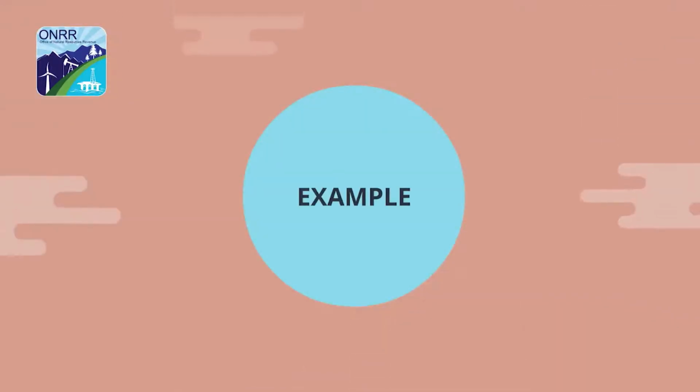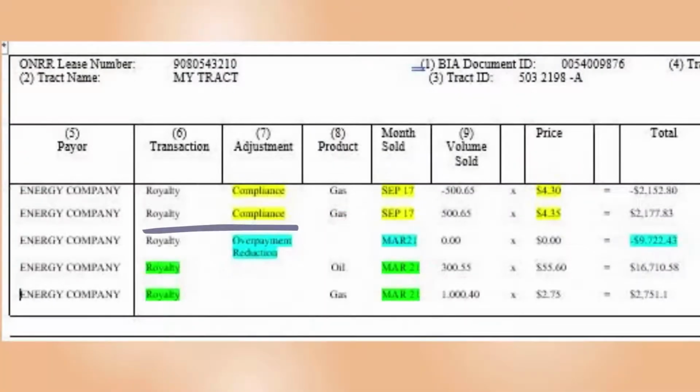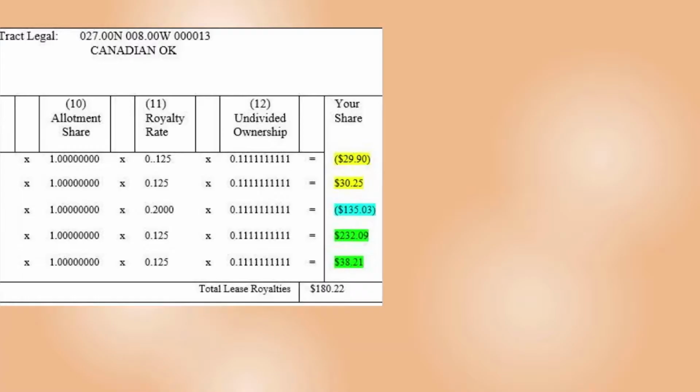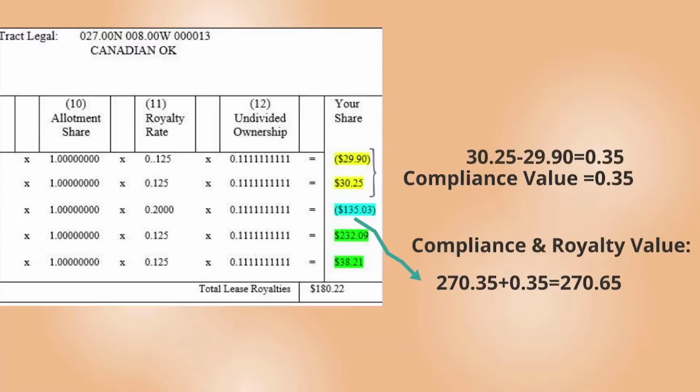In the following example, the gas royalties for September were corrected with a compliance adjustment. The price for September 2017 was increased by 5 cents, from $4.30 to $4.35, thereby increasing the royalties. The data under the Your Share column is highlighted.